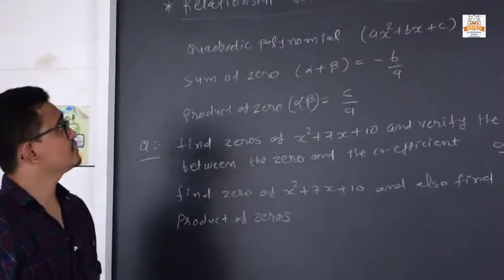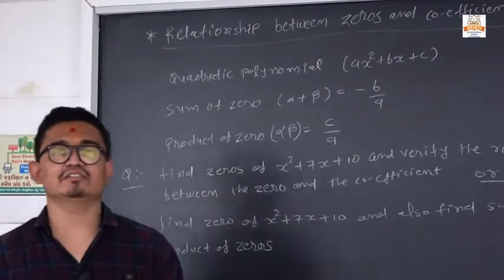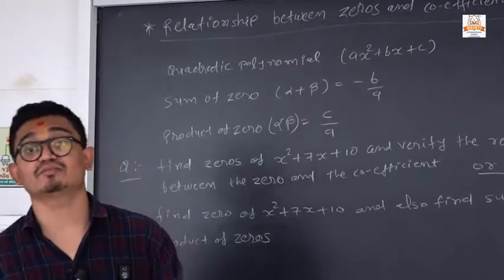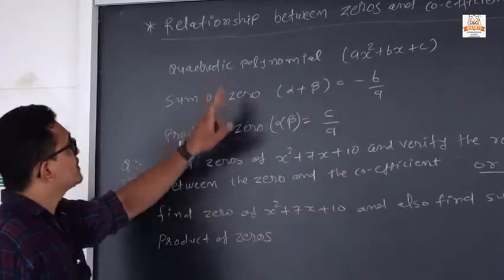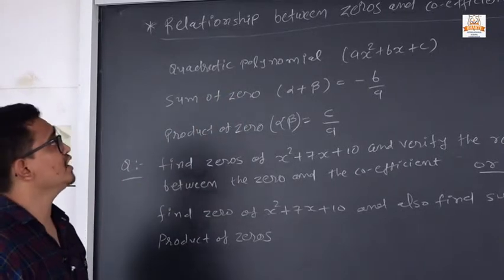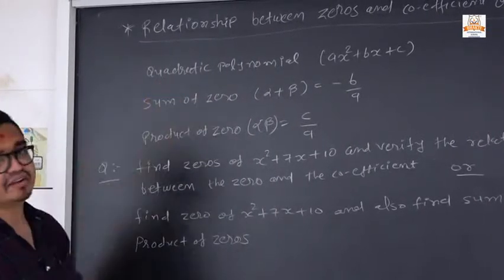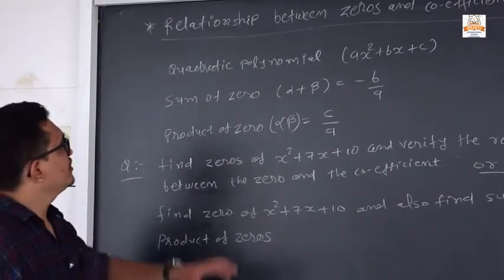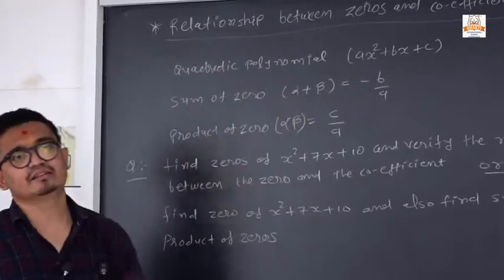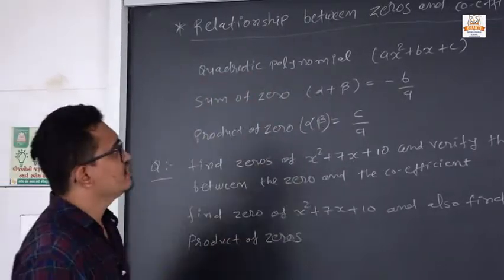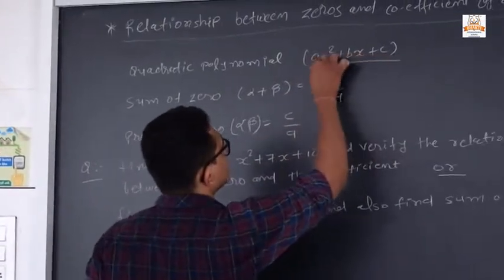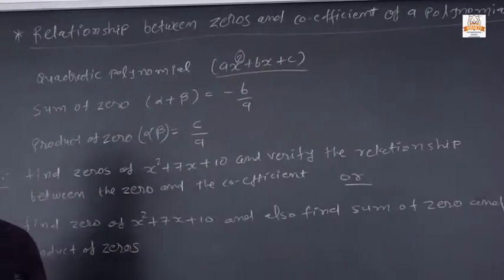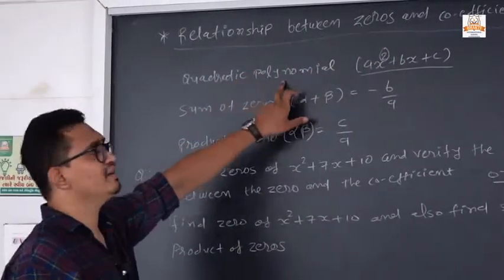Okay. So students, today we are going to learn our next topic: the relationship between zeros and the coefficients of a polynomial. But before starting that topic, we are going to learn how we can find the relationship. We have 2 formulas for that actually. We can start with our quadratic polynomial. First of all, its standard form is ax square plus bx plus c. The highest power of x is always 2, so it is known as a quadratic polynomial.